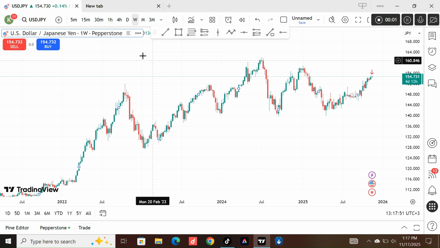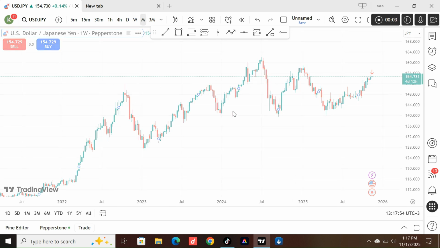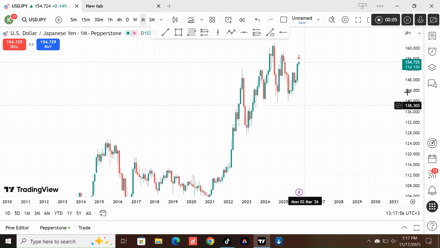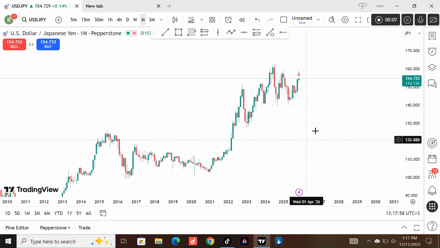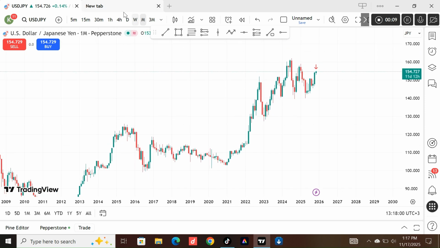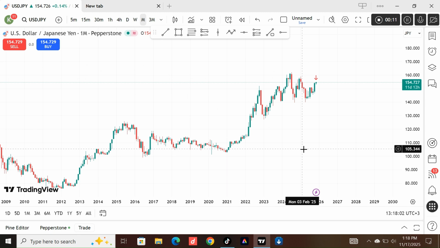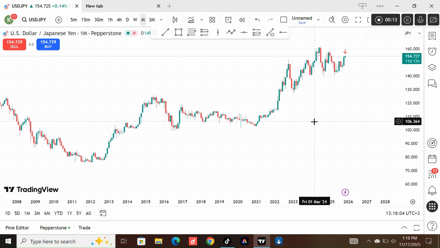And today we are going to analyze USDJPY to see what is going to happen over this week. So as you can see right now, we are already on a monthly time frame, and on a monthly time frame, we are just going to this time frame to check the direction of the market. And as you can see, the direction of the market on a monthly time frame is actually on uptrend.